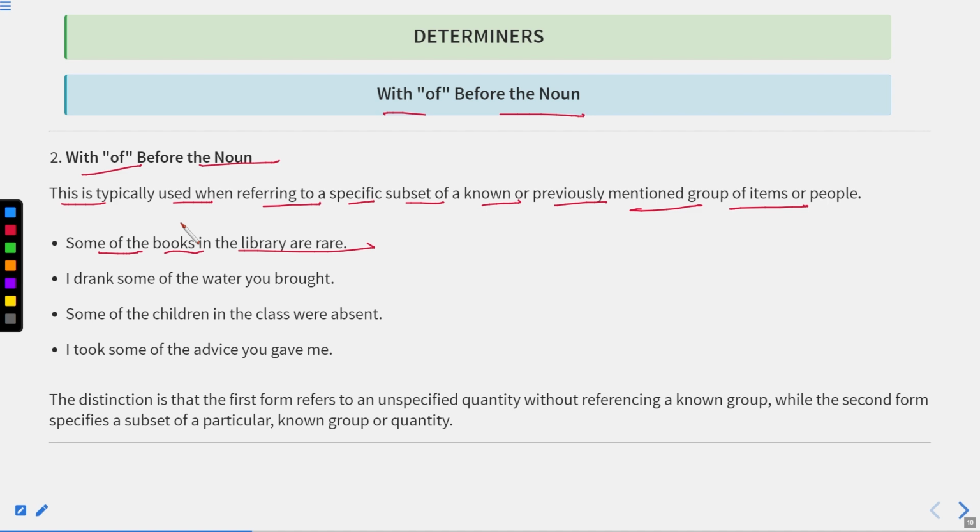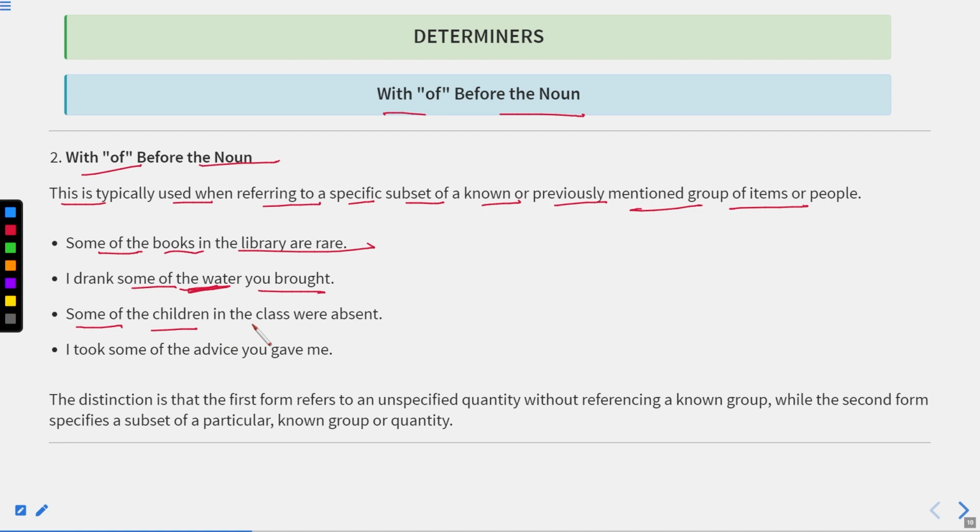I drank some of the water you brought. Now here, the water you brought, it means this water is related to someone. It is particular. I'm not talking about any kind of water. I'm talking about only that water or only that quantity of water which you brought. So I'm talking about the definite water, because that water is particular. That is not everything. So I drank some of the water you brought.